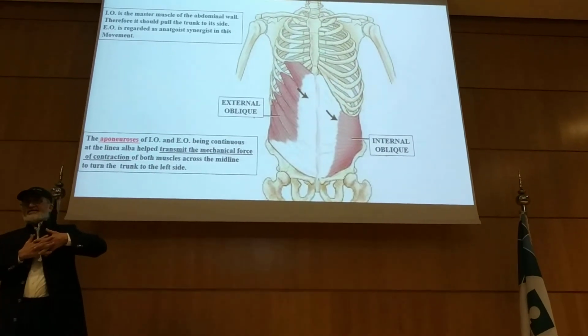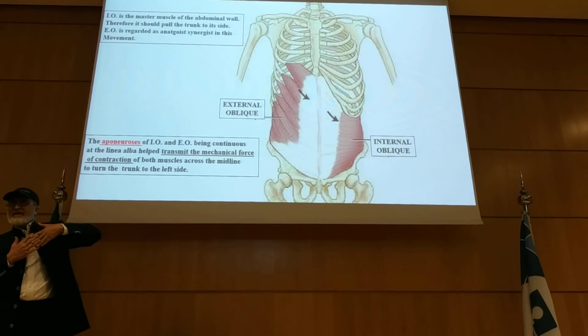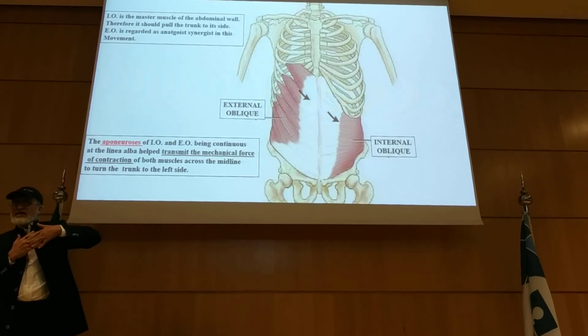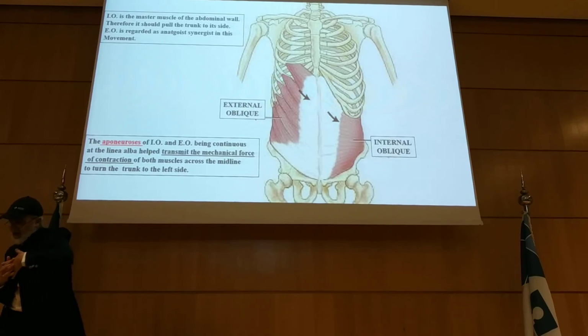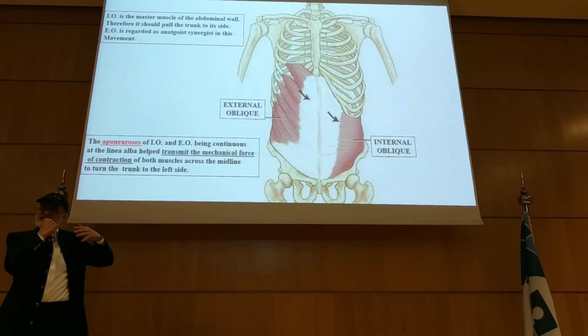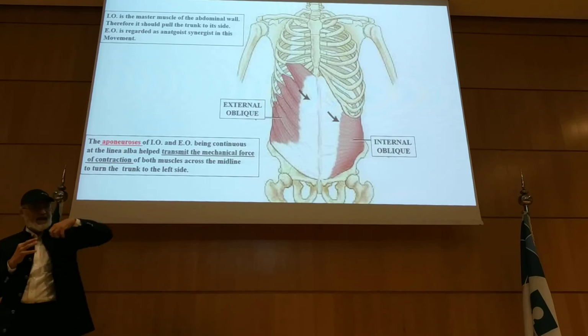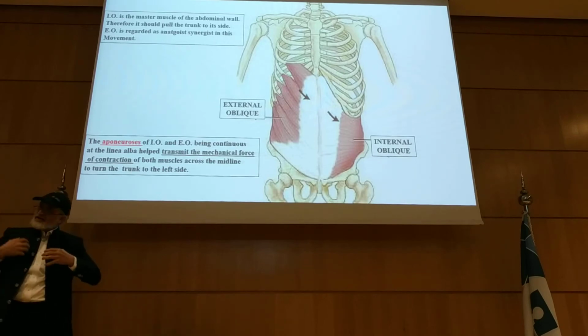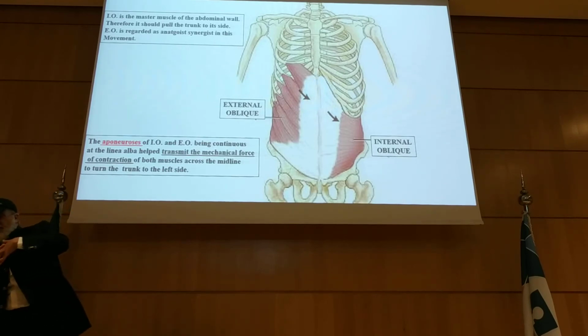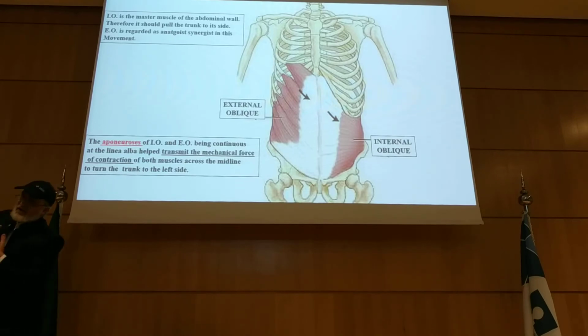Which is stronger, the internal or the external? The internal is stronger. So when the internal is controlling during contraction, it will take the external with it like this. So when the right internal oblique is contracting, it will take my body to the right, while the left internal oblique will take my body to the left.